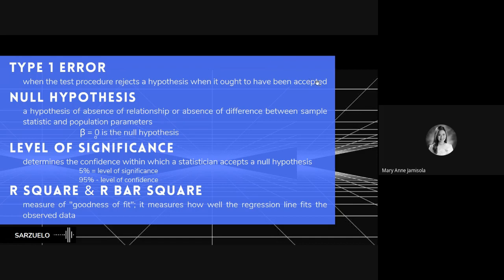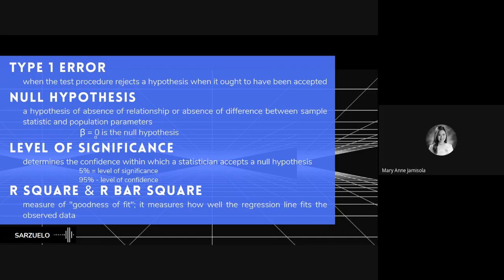And then we have the type 1 error. The decision to accept or reject the null hypothesis, or H0, is made on the basis of information supplied by the sample observations. It is possible that the conclusion drawn on the basis of a particular sample may not be true in the aspect of population. So, when the test procedure rejects a hypothesis when it ought to have been accepted, it is called a type 1 error. So, again, if the procedure rejects the hypothesis when in fact it should have been accepted, that error is what we call a type 1 error.